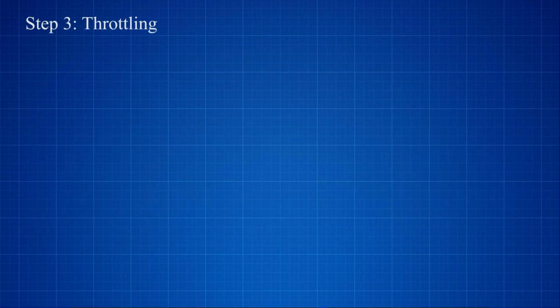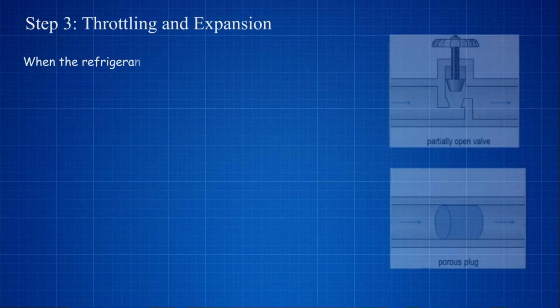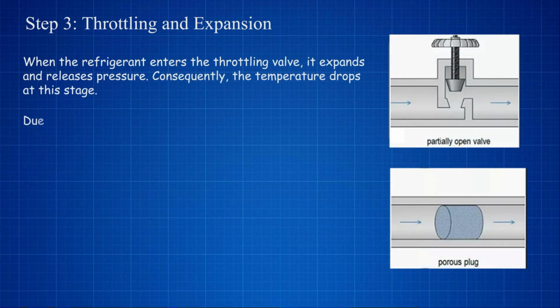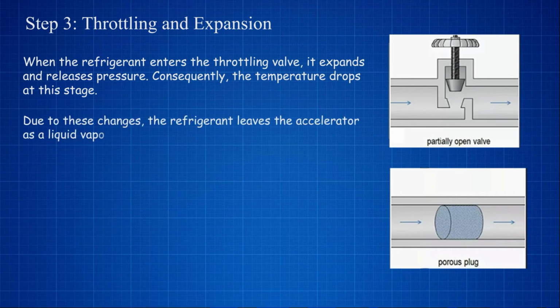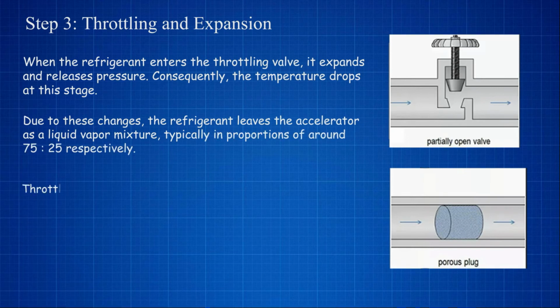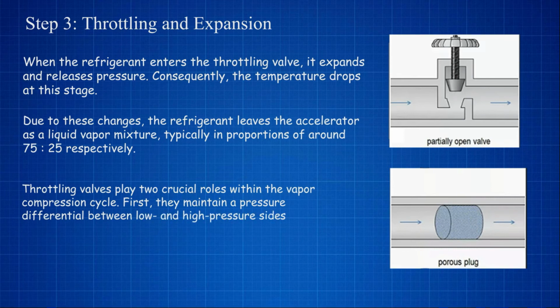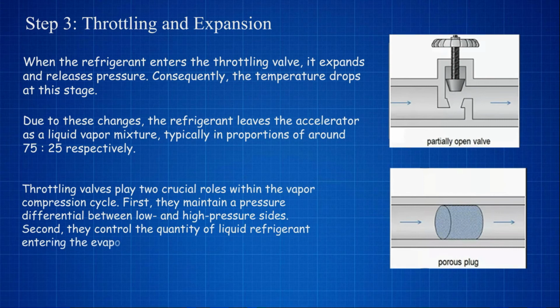Step 3. Throttling and expansion. When the refrigerant enters the throttling valve, it expands and releases pressure. Consequently, the temperature drops at this stage. Due to these changes, the refrigerant leaves the valve as a liquid-vapor mixture, typically in proportions of around 75 to 25 respectively. Throttling valves play 2 crucial roles within the vapor compression cycle. First, they maintain a pressure differential between low and high pressure sides. Second, they control the quantity of liquid refrigerant entering the evaporator.